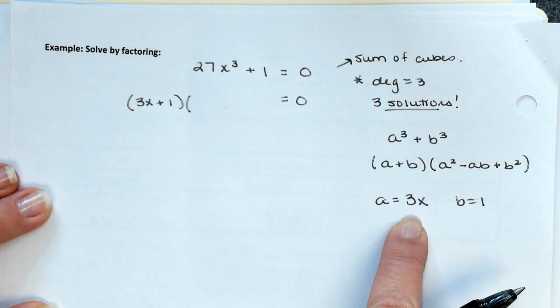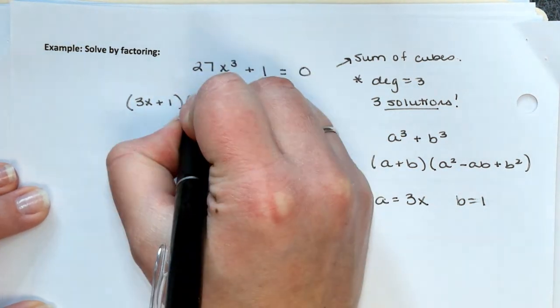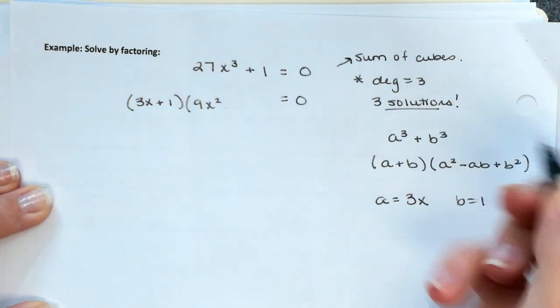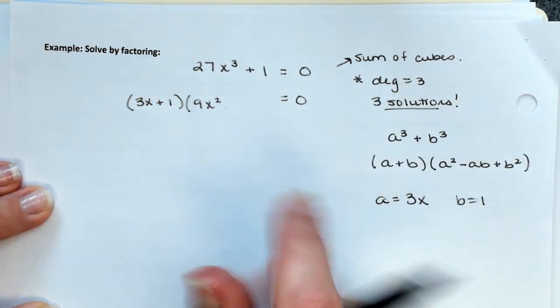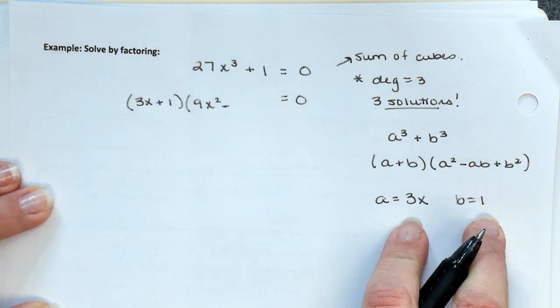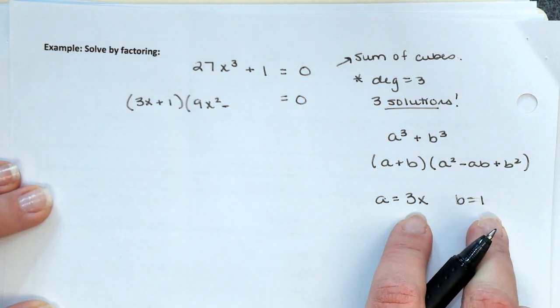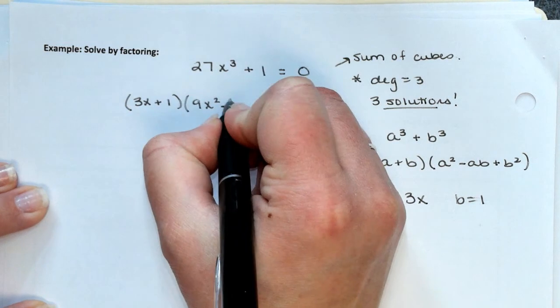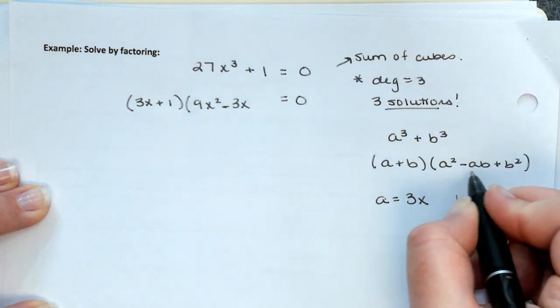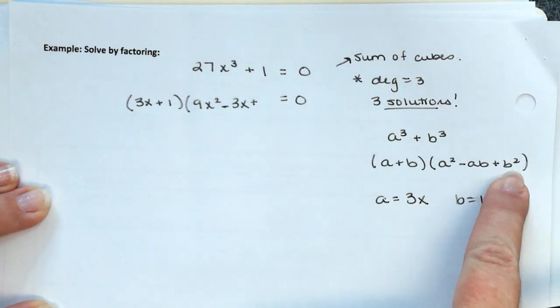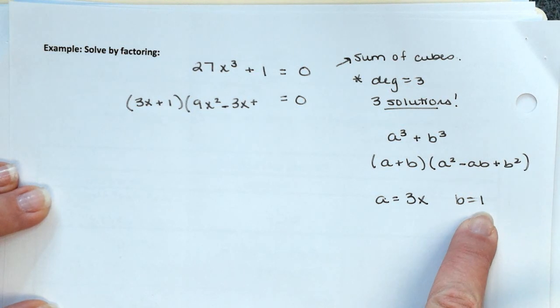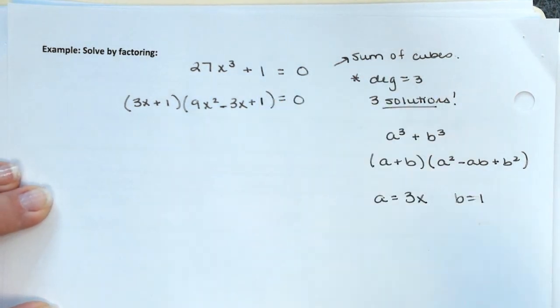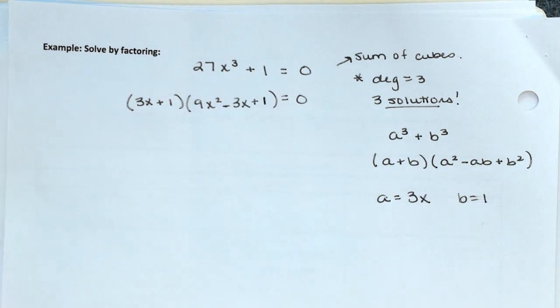All right, so what's a squared? What would 3x times 3x be? 9x squared. What would a times b be? Because I know this is a subtraction sign. What would I get if I multiply 3x times 1? 3x. Then I have a plus sign. And it says b squared. So what is 1 times 1? 1. There I have my two factors that multiply to 0.